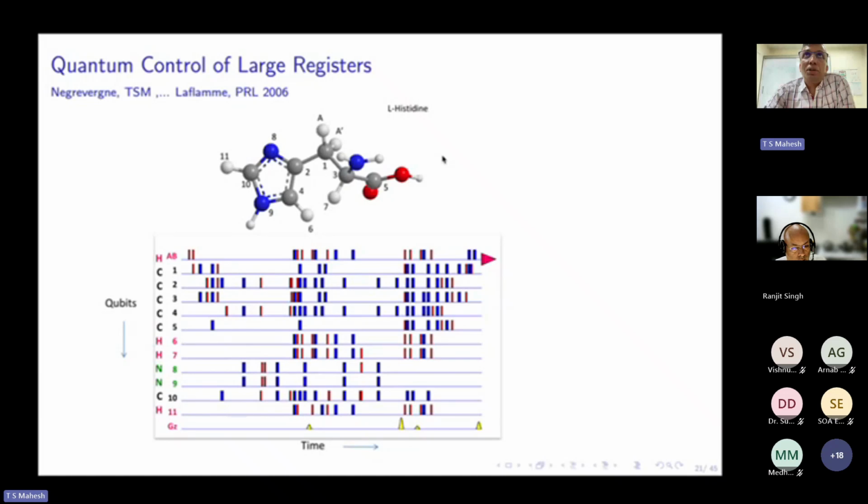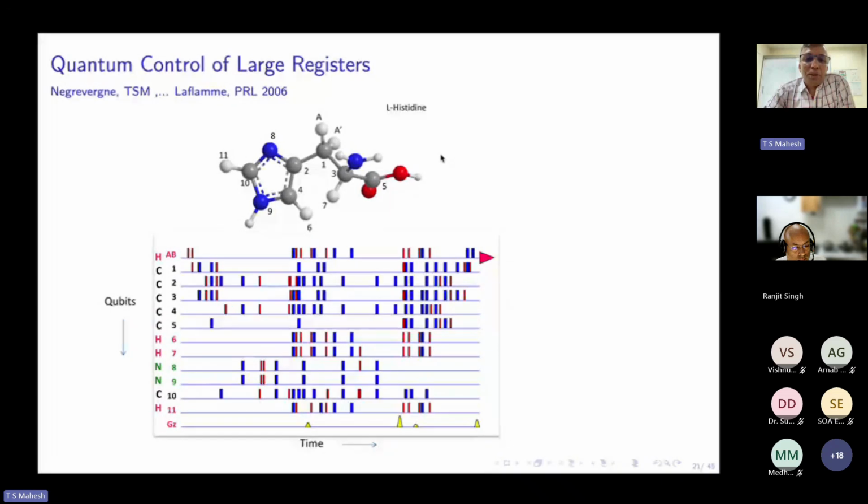In fact, you can also take deuterium, for example, which is a spin 1 nucleus. Nitrogen 14 is a spin 1 nucleus. So all these things act like qudits, because they have 3 levels.